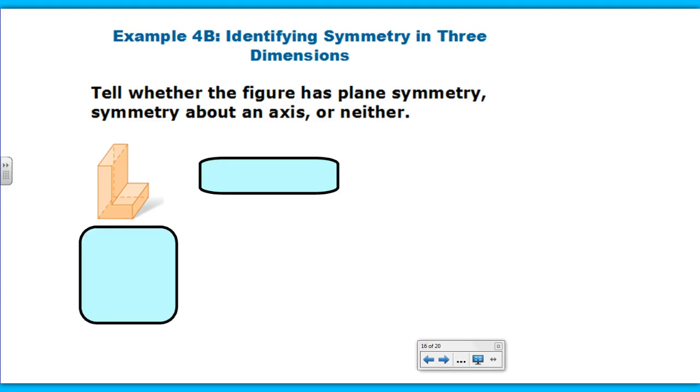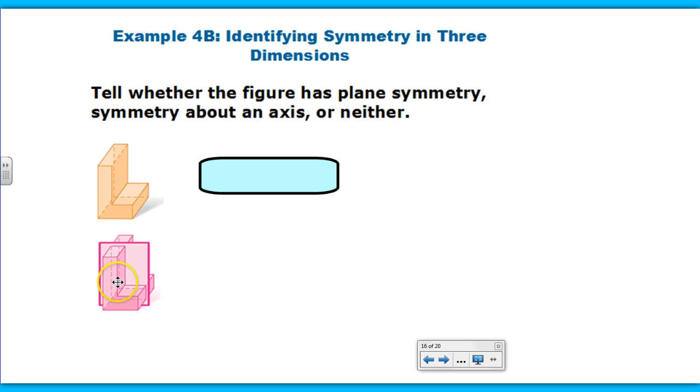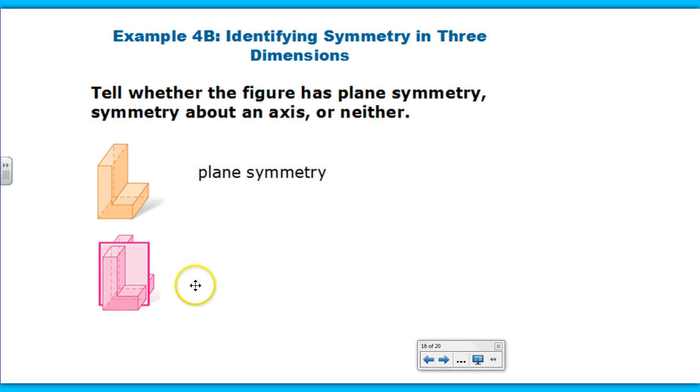Okay, in this example, tell whether the figure has plane symmetry, symmetry about an axis, or neither. And is there any way we could place a plane through the figure and have 2 reflected halves that are mirrored images? And yes, we could, right? We could cut it right down the center and make 2 big L's, right? There it is. And is there a way we could place a line, an axis of symmetry, around? No, I don't think so. So plane symmetry is the type of symmetry we could have for this figure.